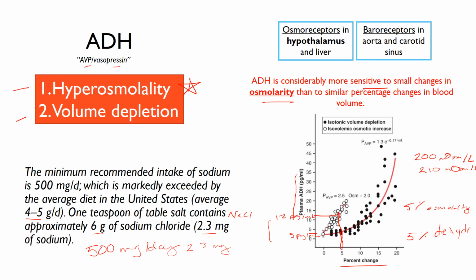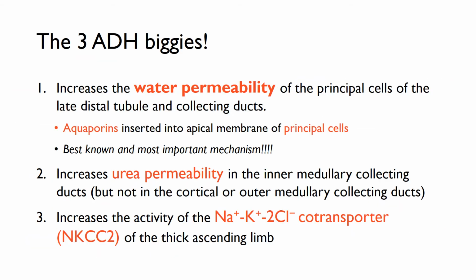So now that we've reviewed ADH, let's go into what I call the big important things that ADH does, the 3 ADH biggies. When learning about ADH, the most important and famous mechanism that everyone focuses on is number 1, and that is that it increases water permeability in the principal cells of the latest part of the distal tubule and collecting ducts. It does so through the insertion of aquaporin channels. And we talked a little bit about aquaporin already and how principal cells can have insertion or changes of aquaporin. So this is the most famous mechanism.